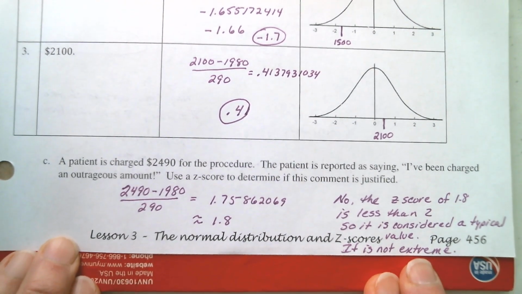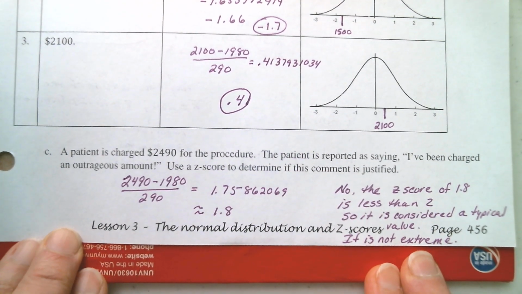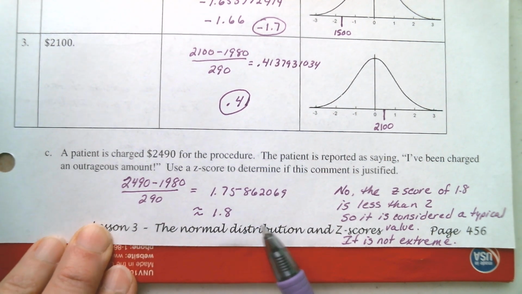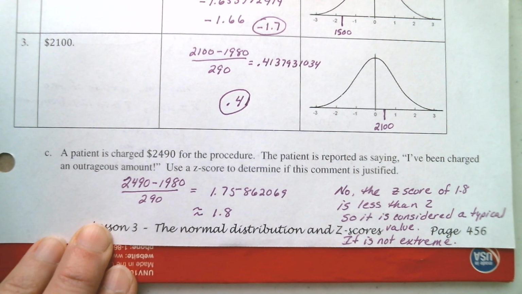C, the z-score is approximately 1.8. And the answer is no. The z-score of 1.8 is less than 2, so it is considered a typical value. It is not an extreme value.